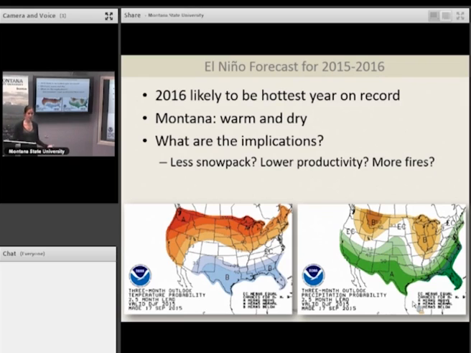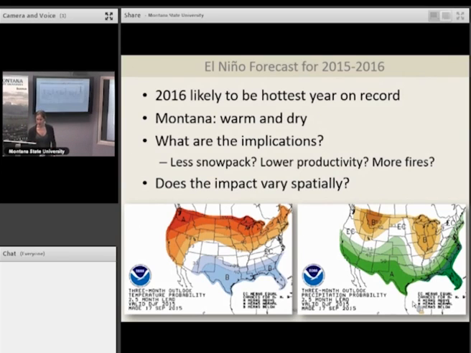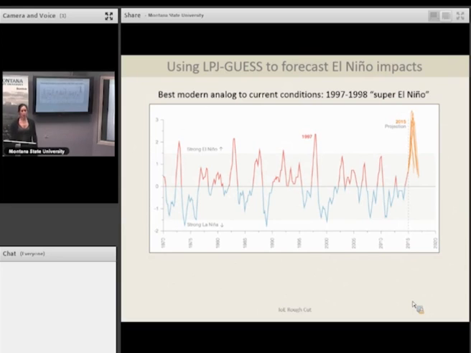The projections that come out of NOAA are very generalized with these sort of northern versus southern regions, and I was interested in looking at more of the fine-scale patterns within those general projections. So I've done that using LPJ-GUESS, and what I've done is to take the year 1997, which is the strongest El Nino that we have in recent history, and so the closest analog to the projected 2015 to 2016 El Nino event, and use that climate data from 1997 to 1998 to look at what might happen in the coming year.